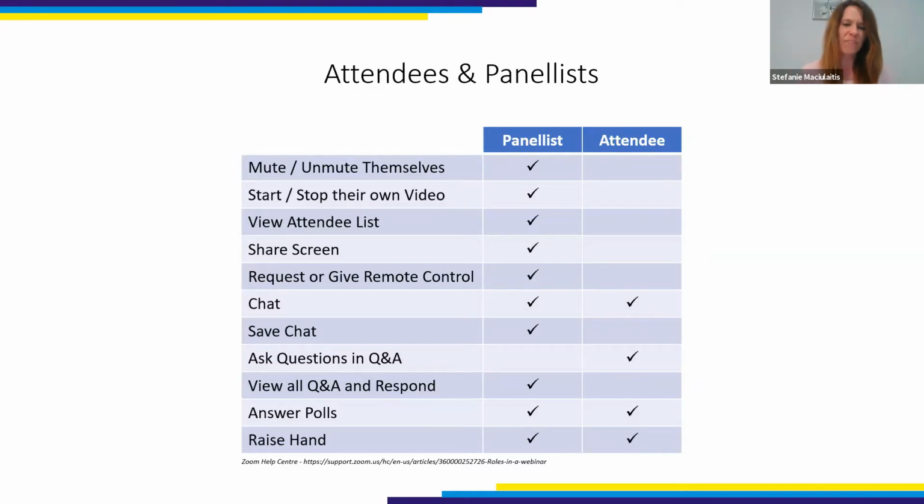But the other things that might be of interest to you is the view attendee list. That essentially provides you a list of those who are there observing. The request or give remote control button is more of a function for the host. So for Anthony and myself, if there are any technical difficulties and we need to gain control again of the presentation, which is a low likelihood.